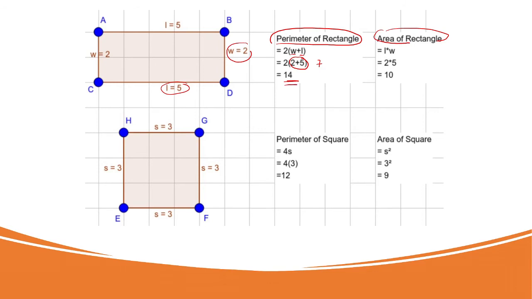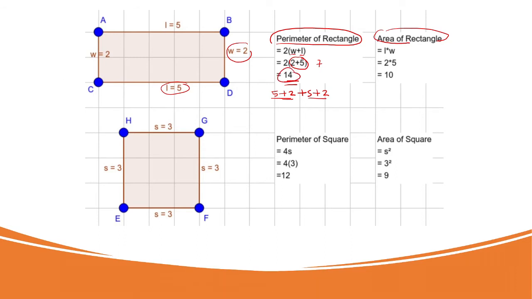Or if you think this is difficult, you can add all the sides. So 2 plus 5 plus 2 plus 5, right? That's how you find your perimeter. 5 plus 2 is 7, 5 plus 2 is 7, and 7 plus 7 is 14. You get the same answer.